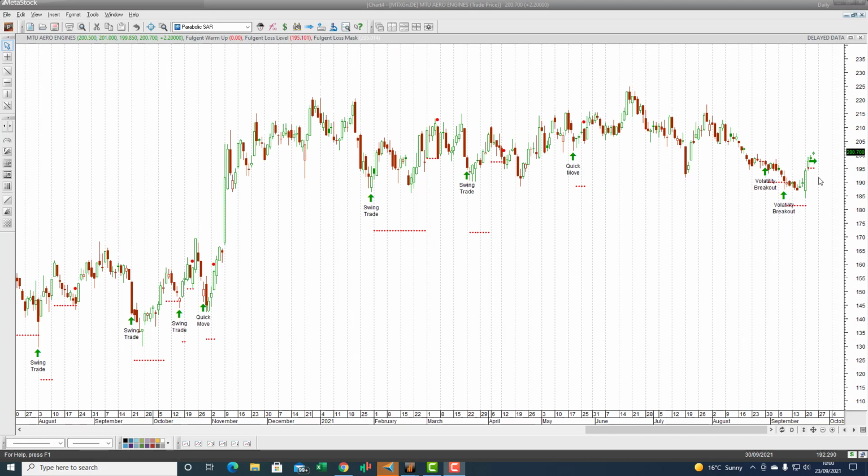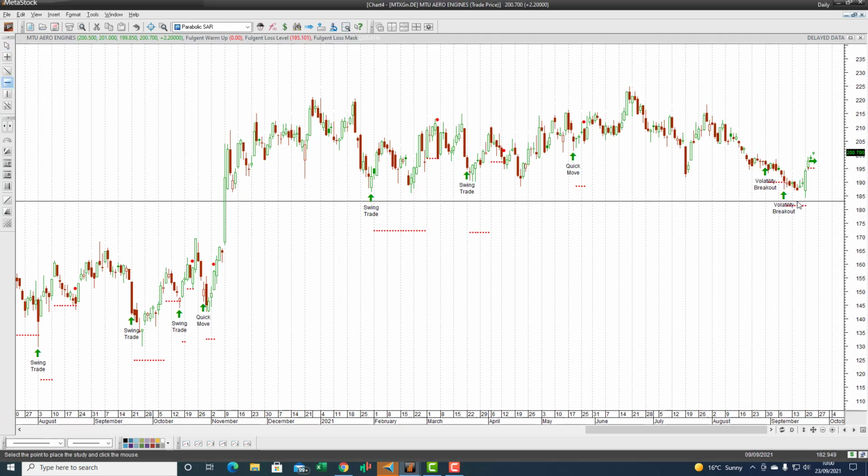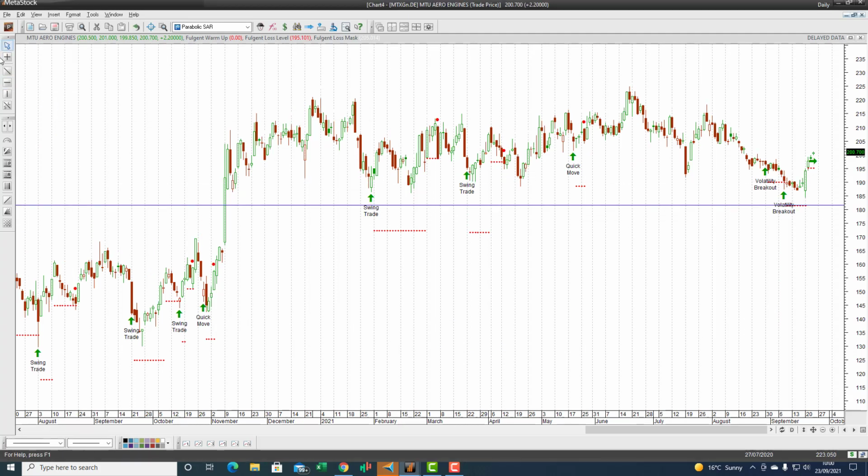Next up is MTU Aero Engines, and if we maximize that, just take a look there. We've got a volatility breakout signal there. It came a couple of days ago. The AI has moved the stop loss up from this level up to the new trailing stop loss. So the AI is somewhat interesting, and look how dynamic it is. It adjusts the stop loss now that it's in the trade. It now tightens the stop loss as it moves along in its position.